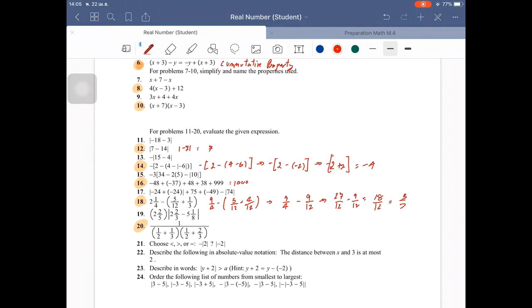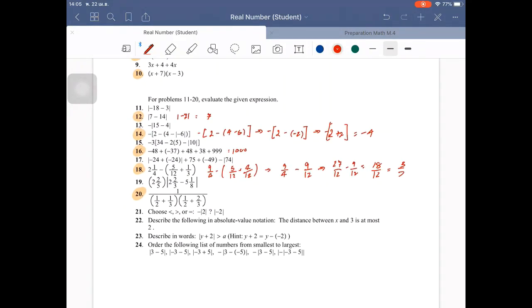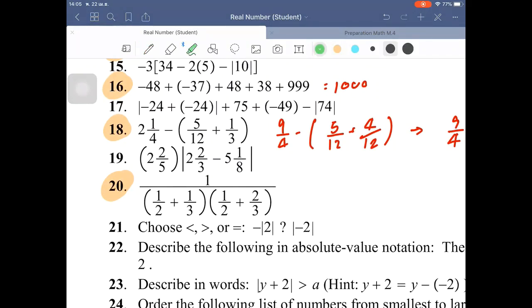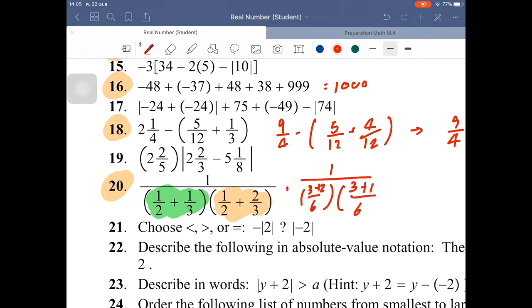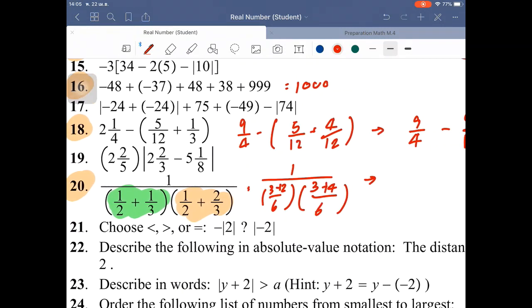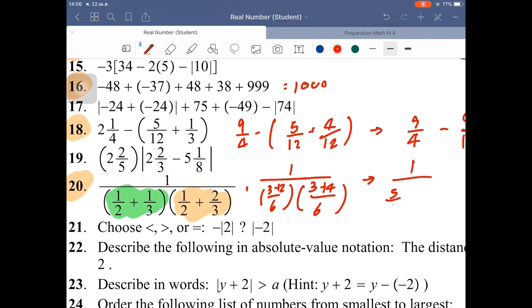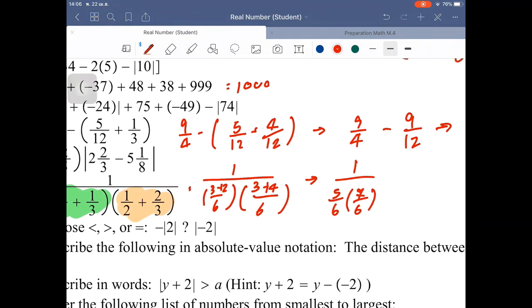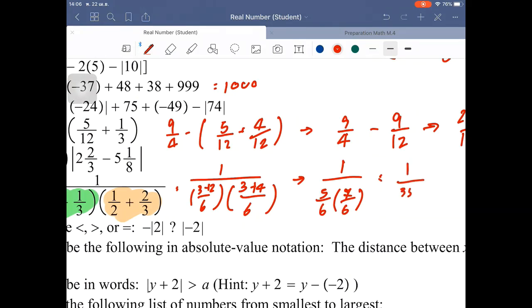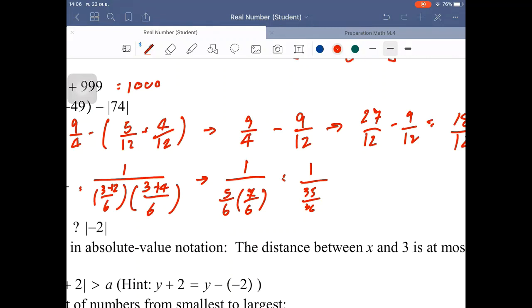That's it. And the last one, question 20. Simplify this one first and simplify this one. What do you get? 1 over 6 times (3 plus 2), and 6 over (3 plus 4), so you get 5 over 6 times 7 over 6, so you will get 1 over 35 over 36, and then the final answer will be 36 over 35. That's it.